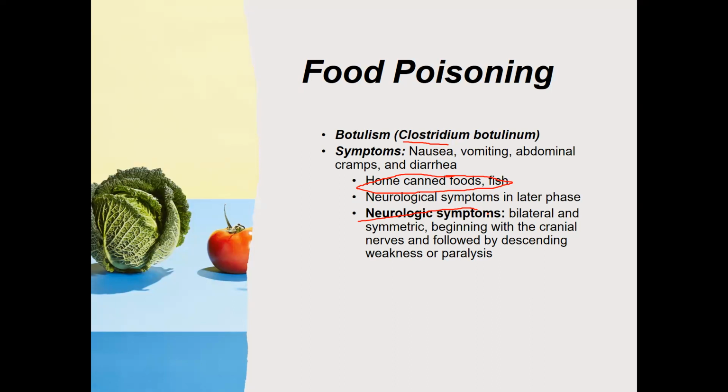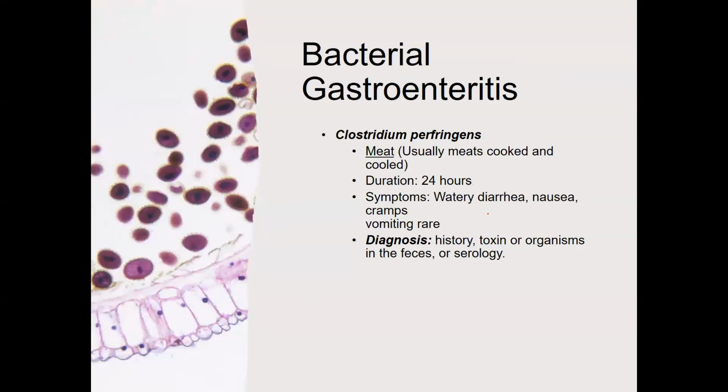The gastroenteritis version won't necessarily cause neurologic symptoms right off the bat, right? It's going to be gut symptoms first. Clostridium perfringens, this is meat, usually meats that are cooked first, then cool. Think about the meat that you made for the barbecue and then left out a little too long and got cold. Watery, profuse diarrhea is common. It's associated with some meat.